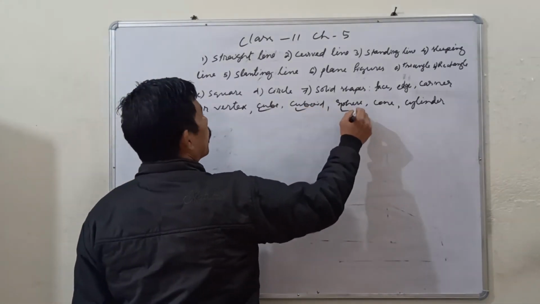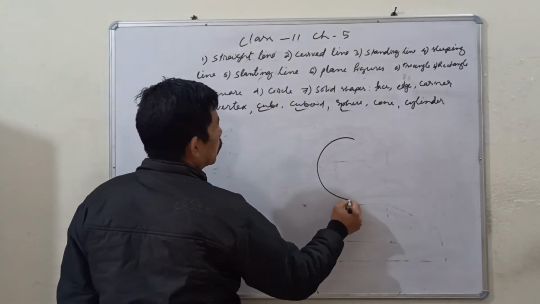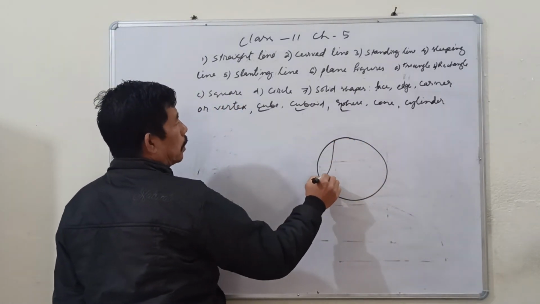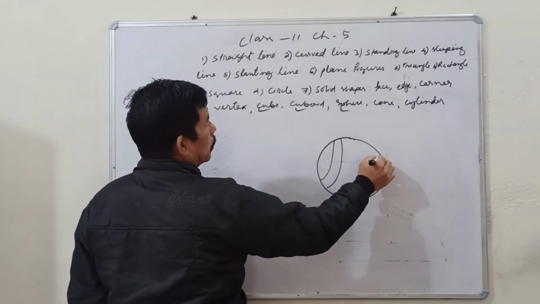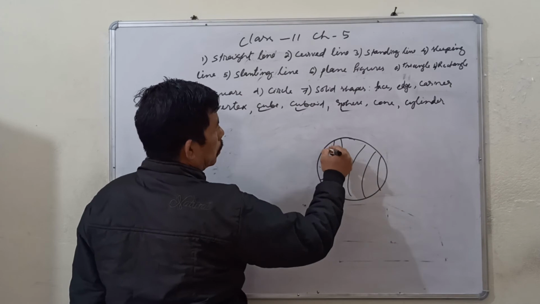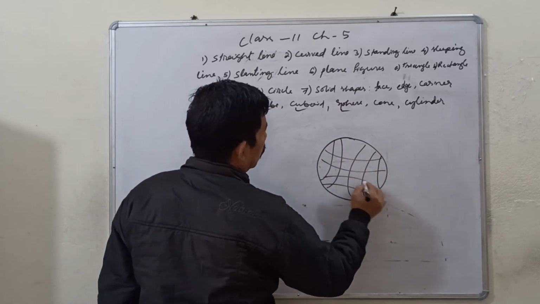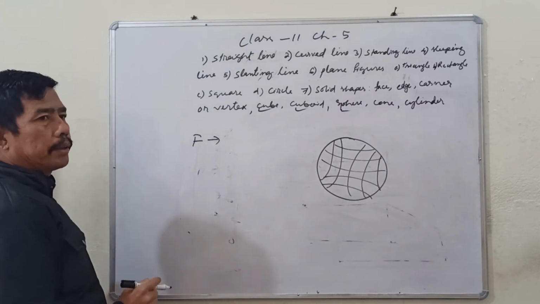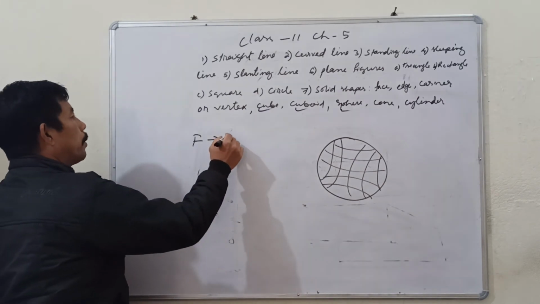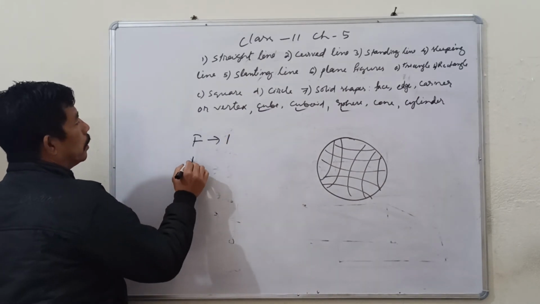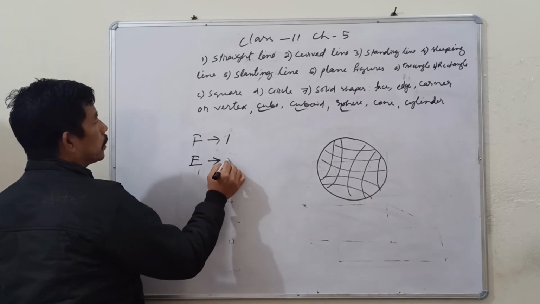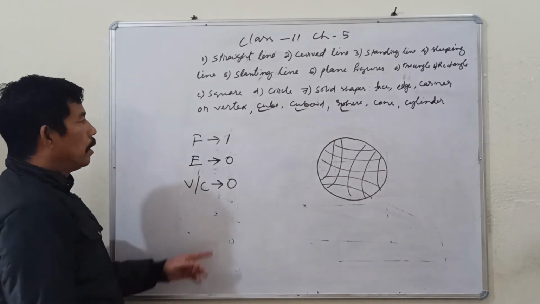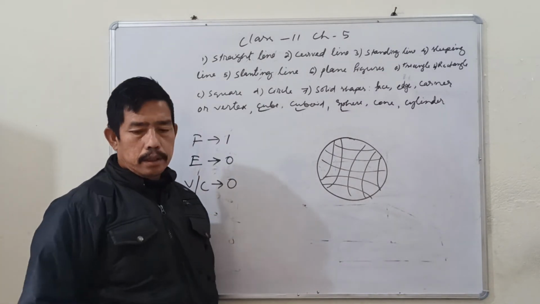Then come to sphere. Sphere is a solid shape like your football. And it has only one surface, that is the curved one. So one face is here, and there are no edges, and vertex or corner is 0. Only one face, that is the round one, is here.